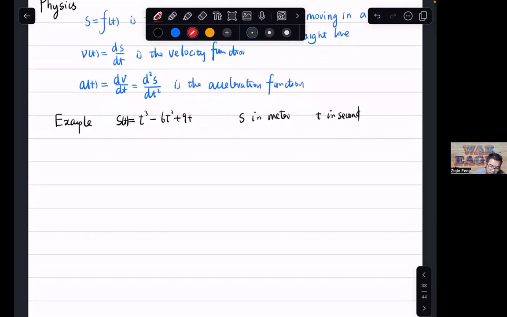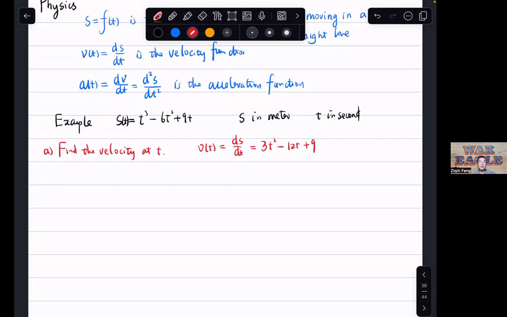Natural questions. The first one here is, after you are given the position function, can we find the velocity at t? By our discussion, we know v of t equal to ds over dt. That's an easy function to differentiate. You get 3t squared minus 12t plus 9. So that's basically what we have.